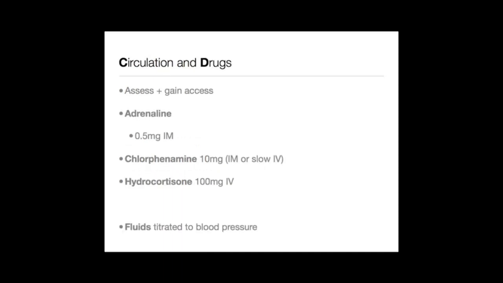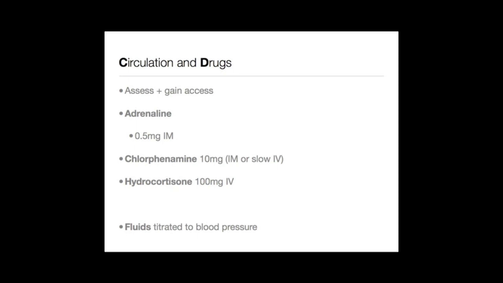In terms of the circulation, it is important to monitor the pulse, ECG, and blood pressure, and of course to gain intravenous access with 2 large wide-bore cannulas. You also want to give various drugs. The most important drug to be aware of is adrenaline, 0.5 milligrams IM. The IM or intramuscular bit here is very important. Under no circumstances should you give this intravenously. If the patient's reaction is getting worse, it is possible to give adrenaline every 5 minutes.